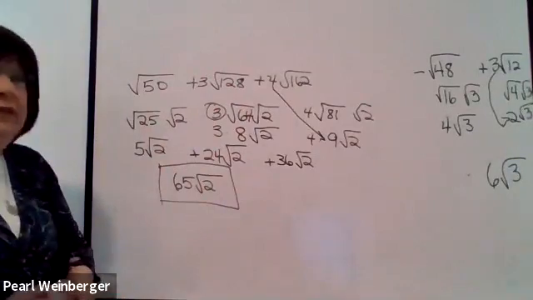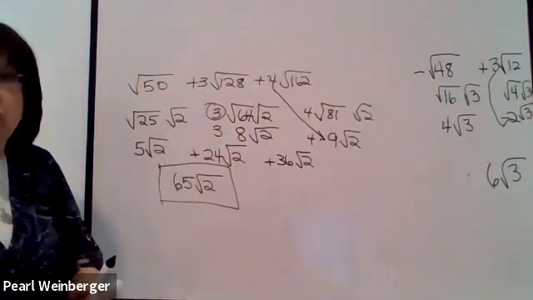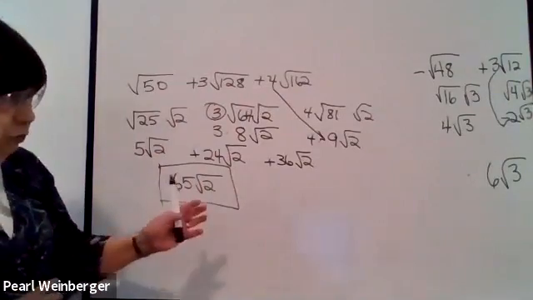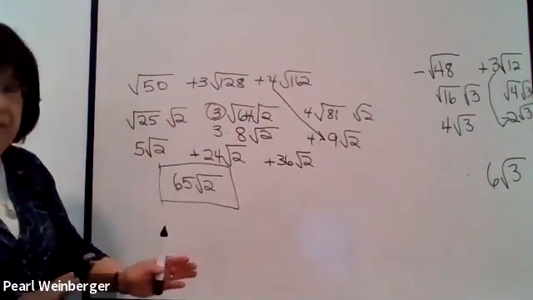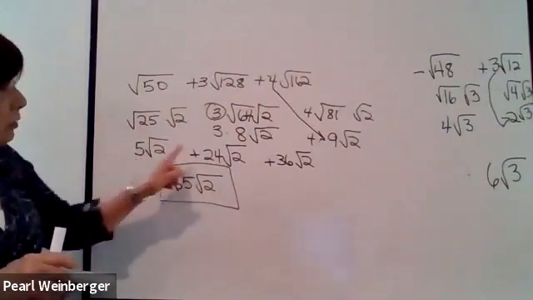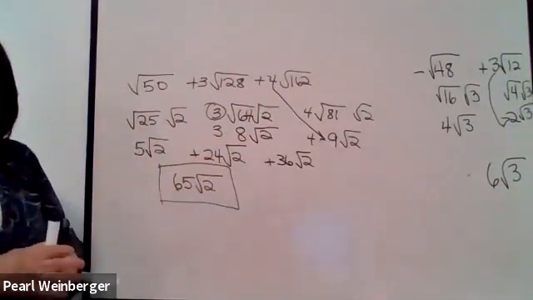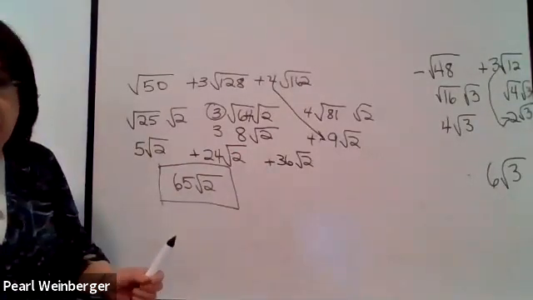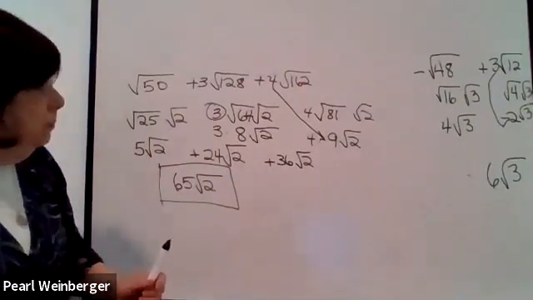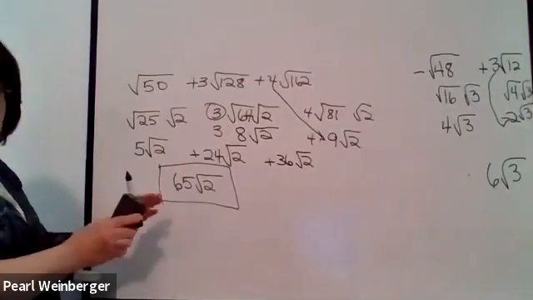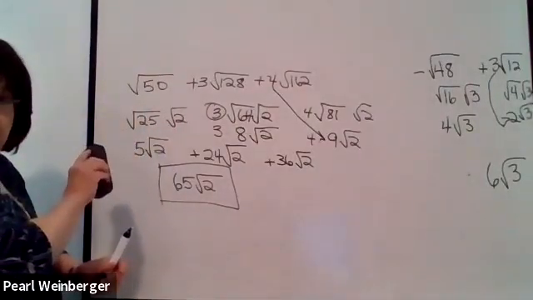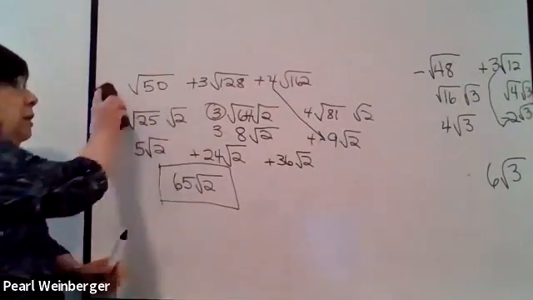Okay, so then let's see what happens when we try to multiply. I said I'd like to be able to do adding and subtracting, which we've now done. Simplify the radicals and then just add or subtract the numbers in front, the coefficients. Let's work with multiplying of radicals. Okay, so I'm going to erase this. Anybody need more time? Okay.